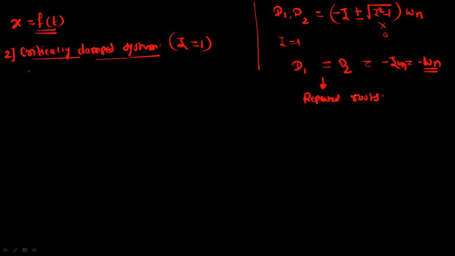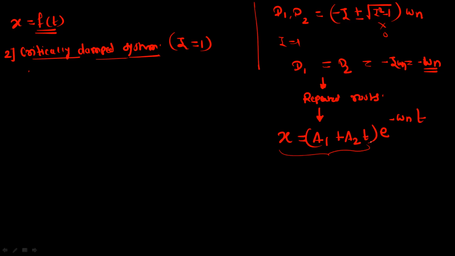And for the differential equation, if its auxiliary equation has a repeated root, then the general equation for x is given as a1 plus a2 t into e raised to d1 or d2 t. So d1 and d2 both are minus omega n. So I will write this as minus omega n t. Okay, so this is the complete solution.